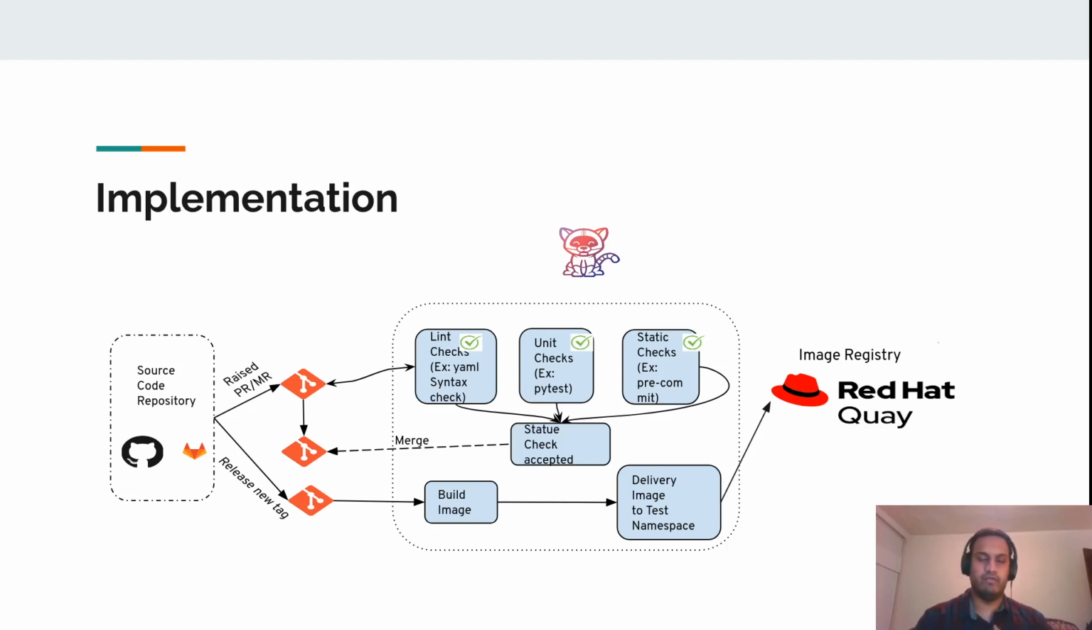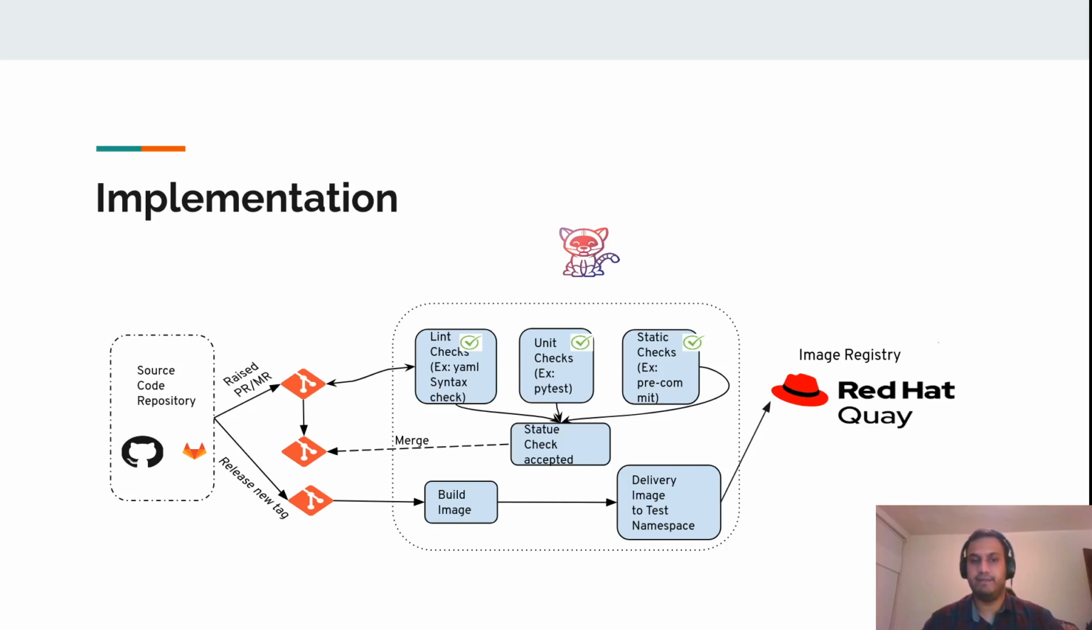On the left side you have the source code from the GitHub repository, and also from some of the GitLab repositories. Both of them trigger webhooks on a pull request or merge request. These webhooks trigger the Tekton pipeline running in our environment. It starts a Tekton pipeline for the pull request run.